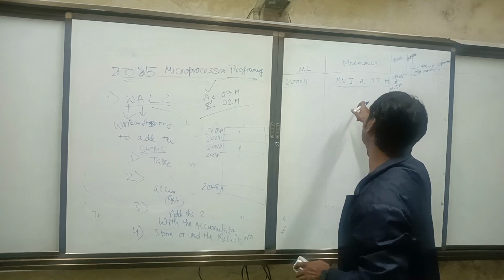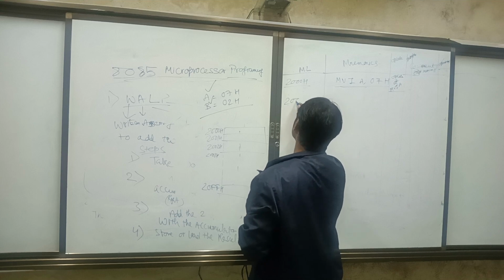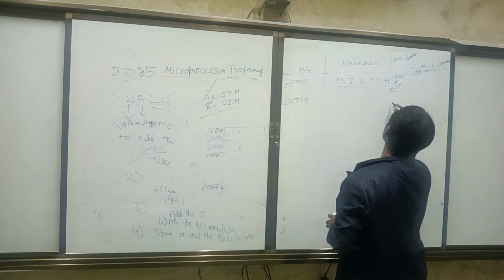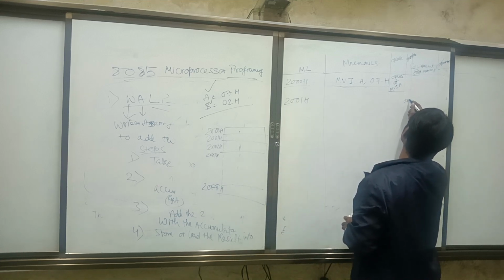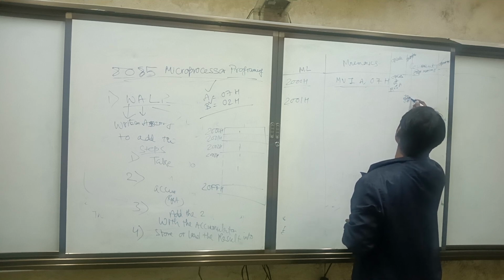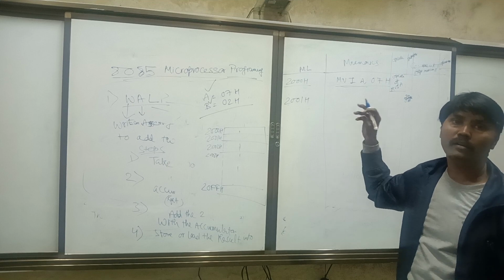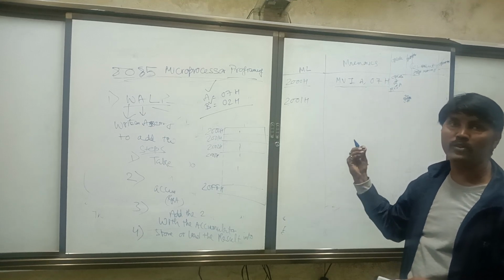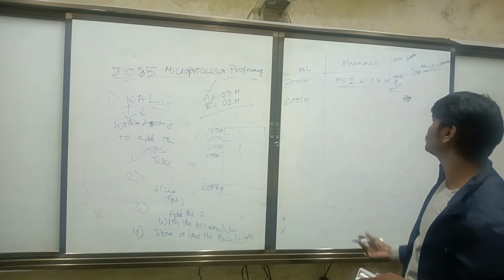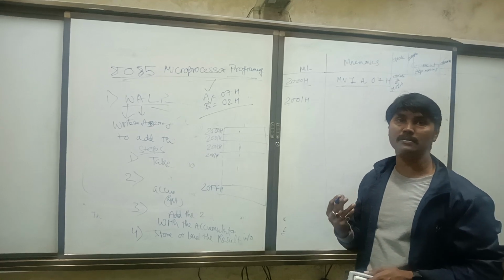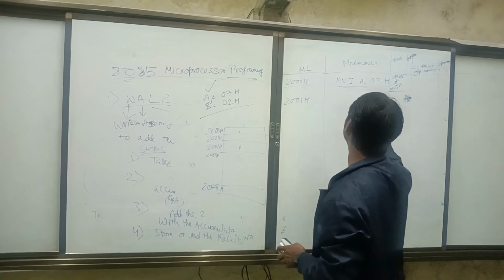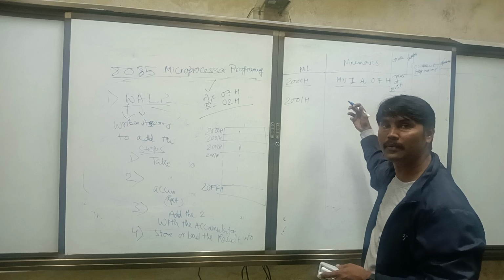And then next the data byte. So here this data byte is 07H. Always remember that in the very first memory location we need to provide the opcode. Until and unless you get the operation code, how do you know which operation you are going to do? Then you have to take the operand.